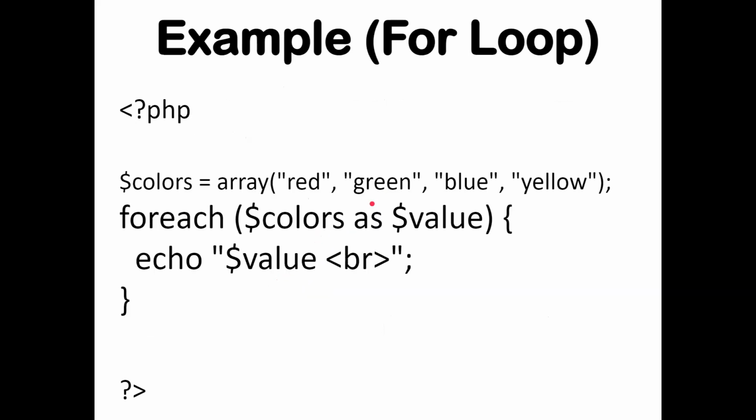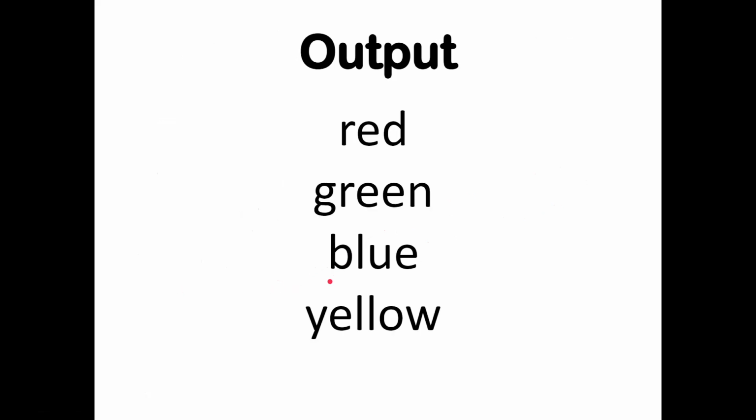Let's see its example. In the following example we have array $color and inside this we have given red, green, blue, yellow, and we will loop through each element of this array and store it inside the value. So when we run this code, first time it will assign the value red, second time green, third time blue, fourth time yellow. So let's see its output: red, green, blue, yellow.